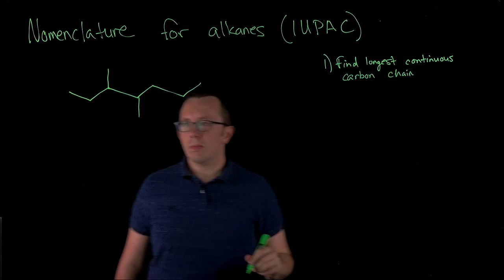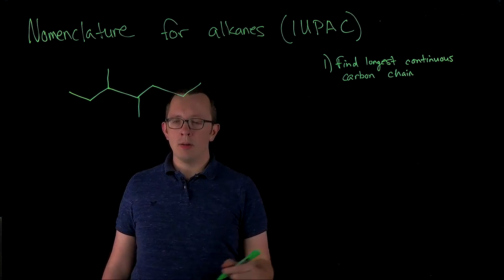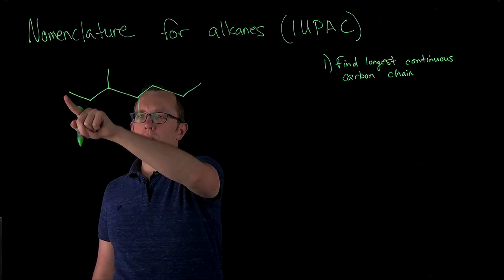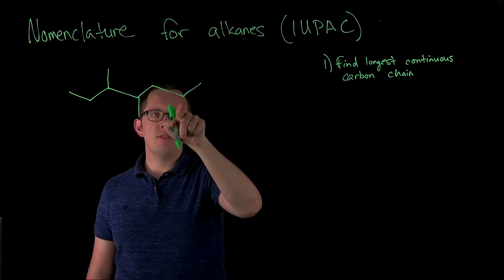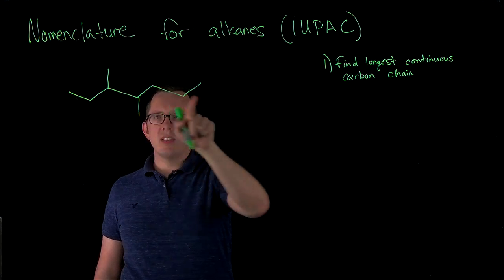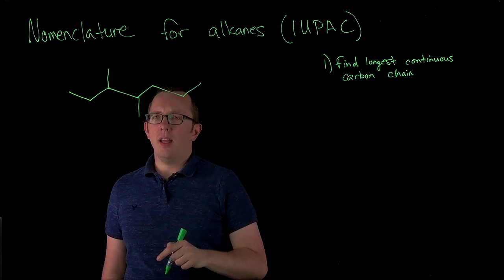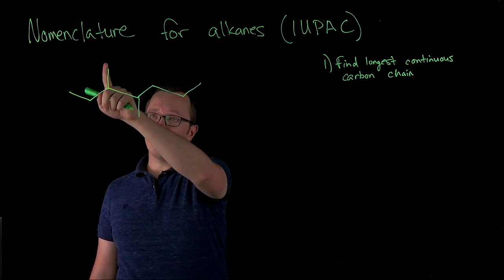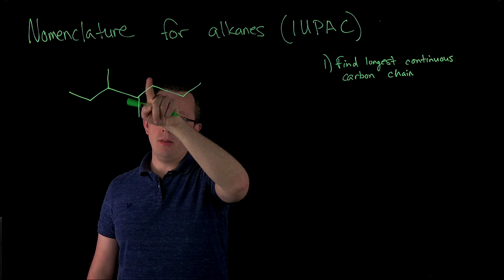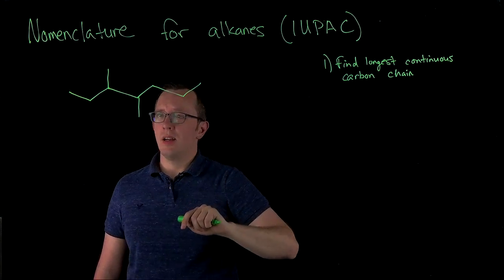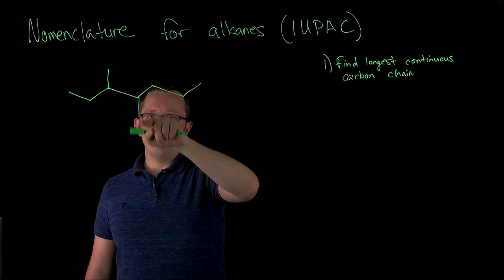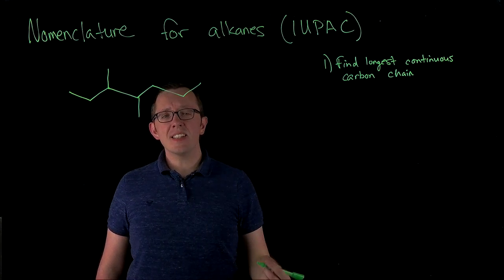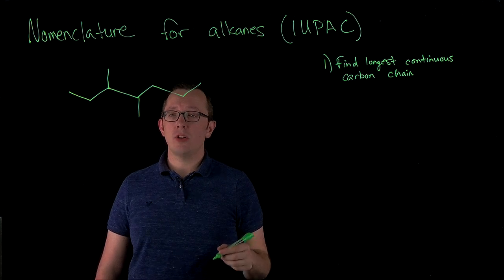Okay, so in this molecule, we can count our carbons in a number of different ways. Let's start on the left side. We can go 1, 2, 3, 4, 5, 6, 7. So here we have 7 carbons in a row. And let's see if there's any other ways we can count this out and get a larger carbon count. So we start at this carbon here. We can go 1, 2, 3, 4, 5, 6. It's not longer than 7. We can start here, 1, 2, 3, 4, 5. So not any longer. So 7 here is going to be the largest continuous carbon chain.